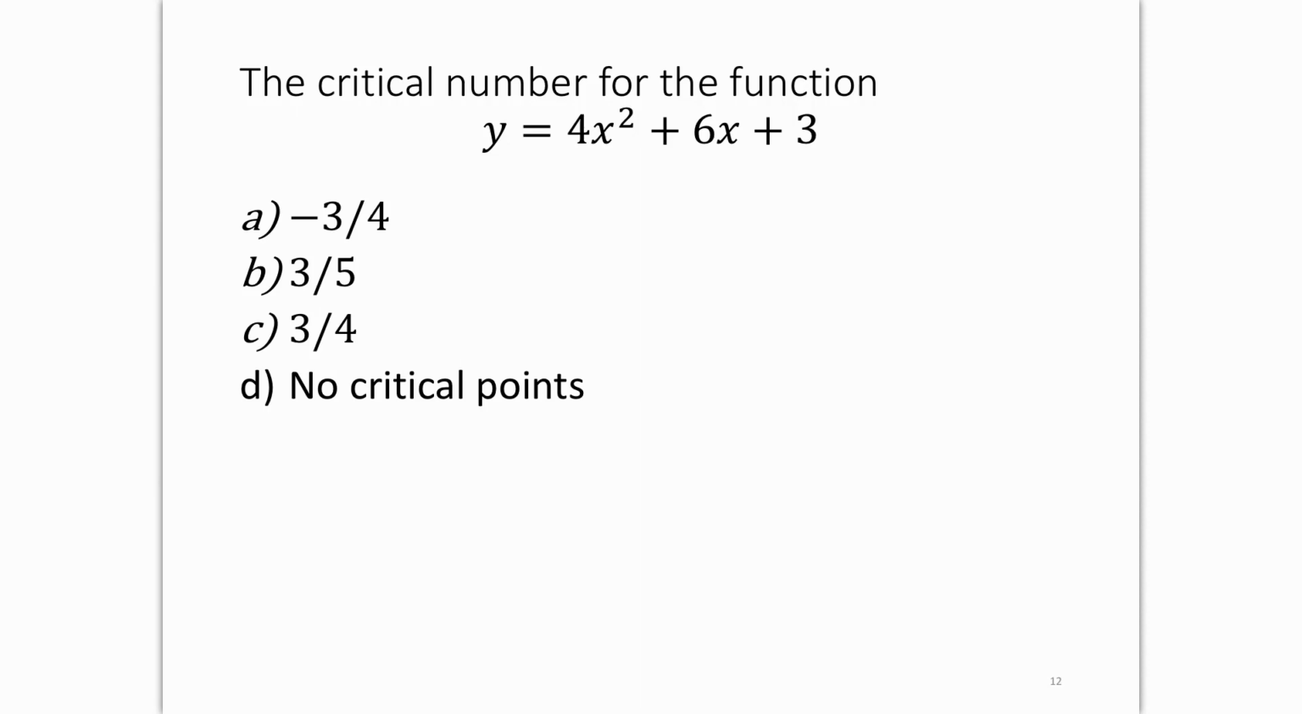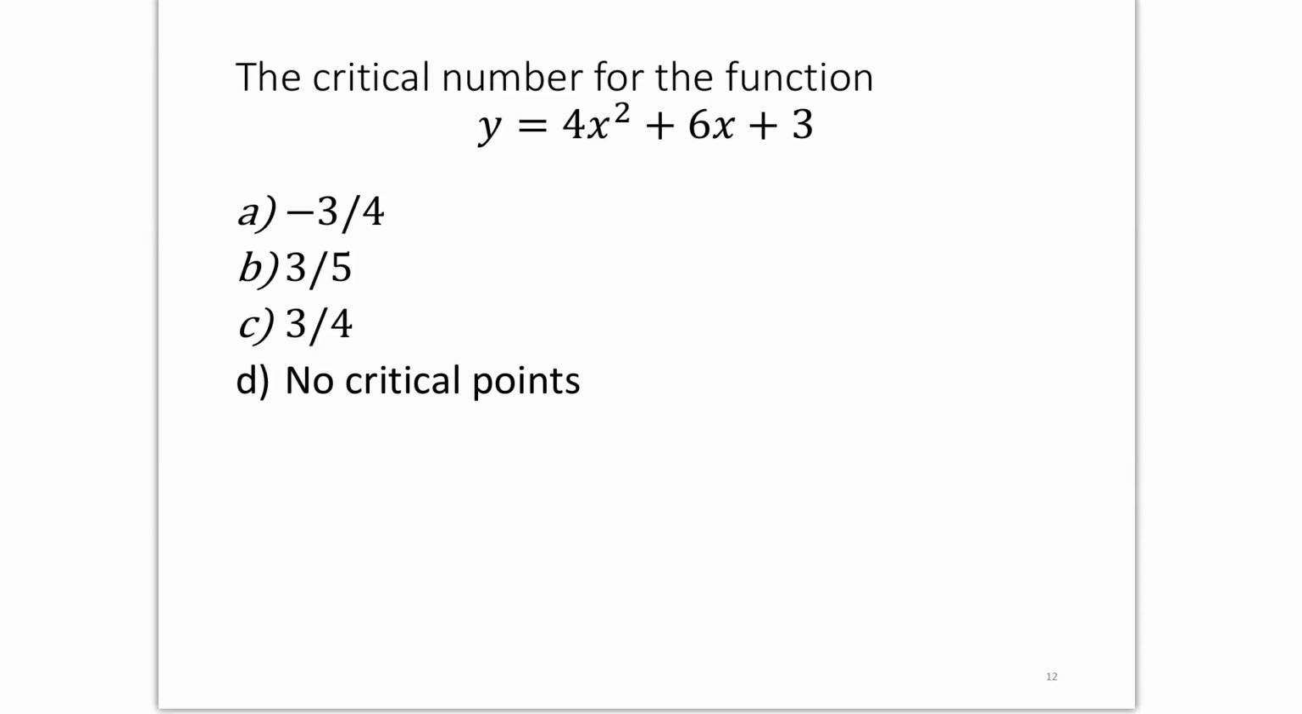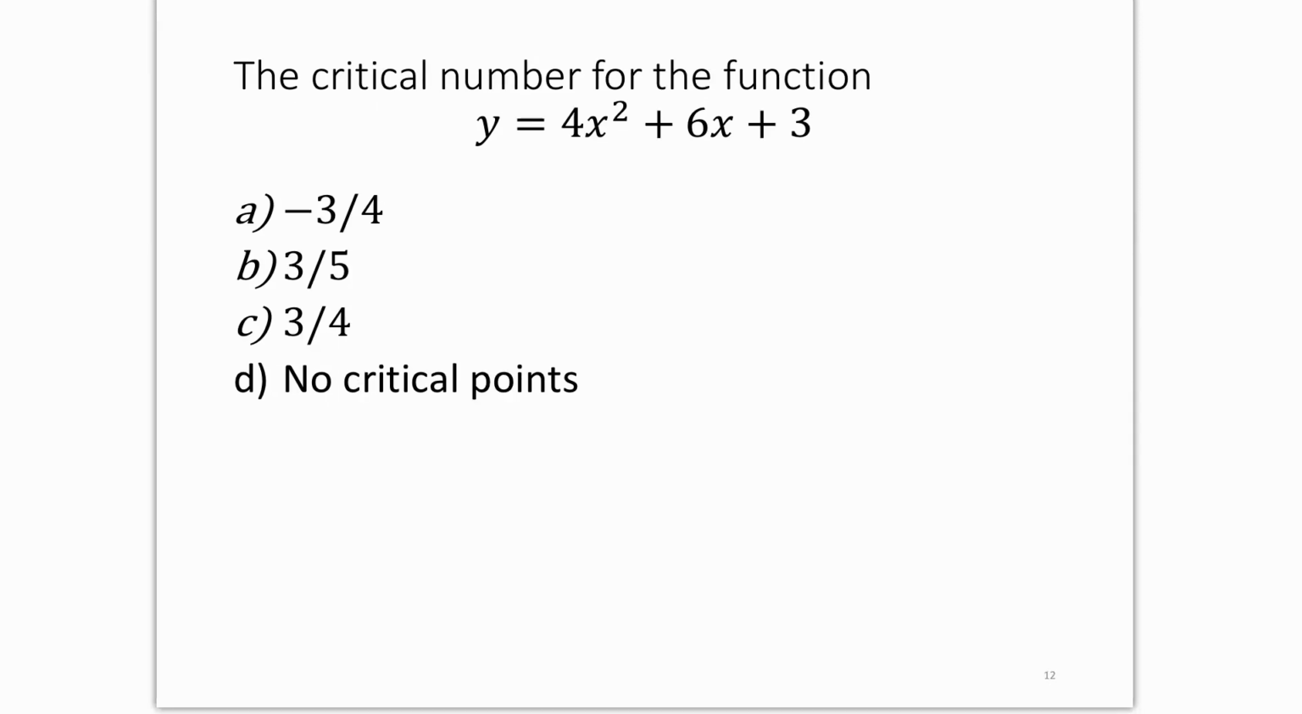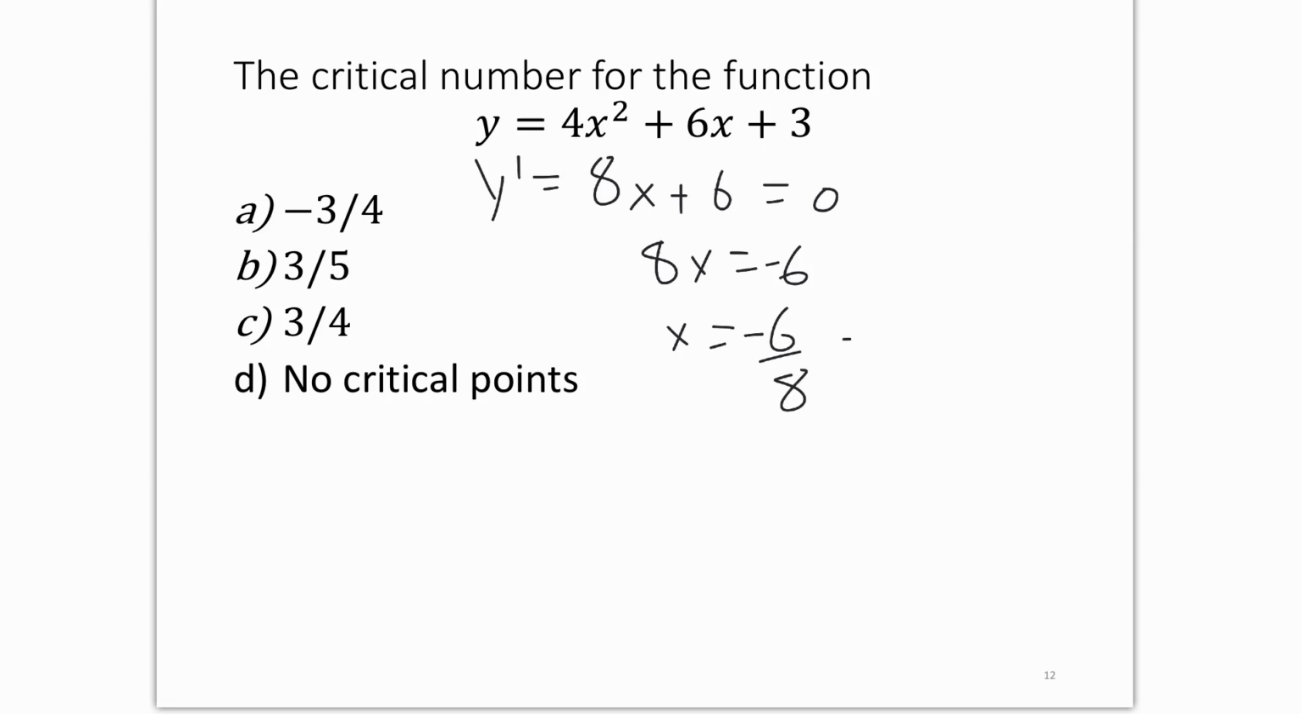Let's do a multiple choice question. The critical number for the function y equals 4x squared plus 6x plus 3 is, give it a try. Well, we'd have to find the derivative. So we'd have to go ahead and find y prime, which would be 8x plus 6. Set it equal to 0. 8x equals negative 6. X equals negative 6 over 8, which is negative 3 over 4. So the answer would be A. This is our critical number.